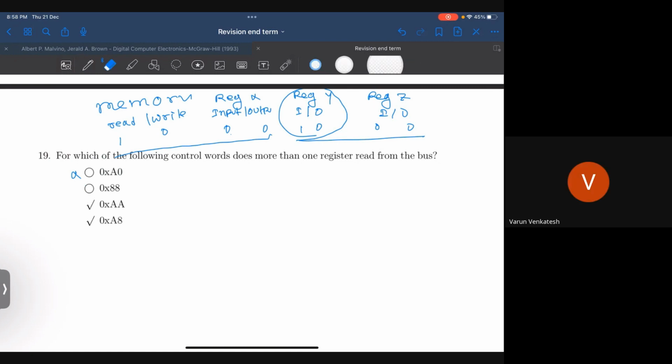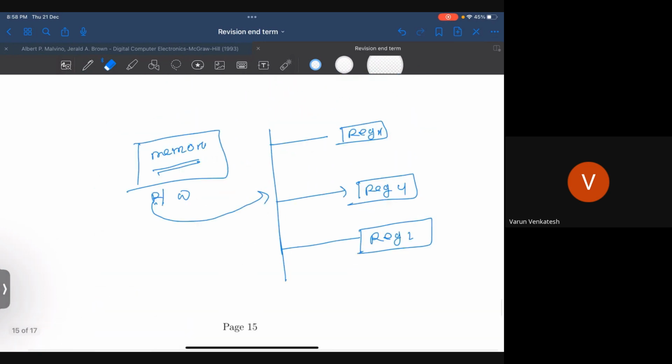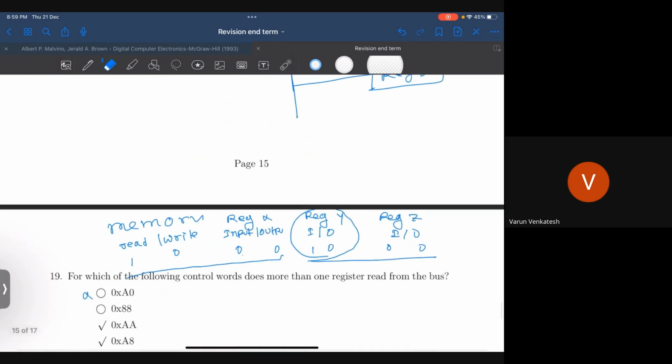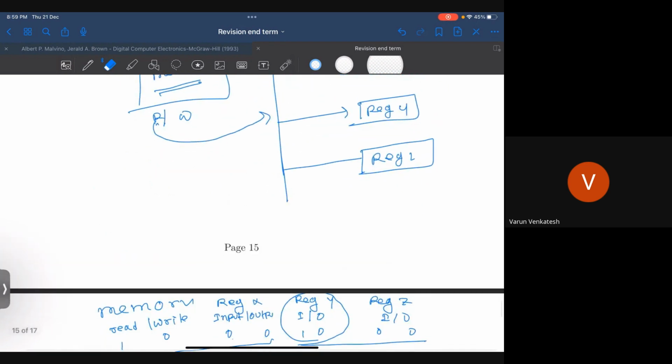Just to clarify, when the read is 1 for memory, that means the memory is writing to the bus, correct? Not memory writing to the bus, the bus is taking data, reading from memory. And when the write is 1 for memory, that means the bus is writing to the memory, correct? No, memory is taking data from the bus. Yeah, okay. I said it the other way around. Bus is writing to the memory, memory is taking data. Okay, got it.